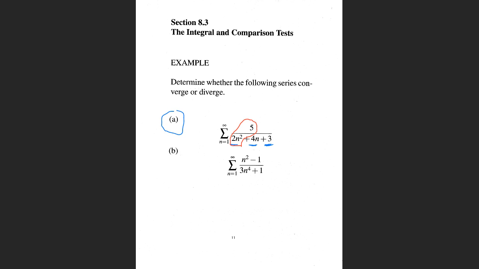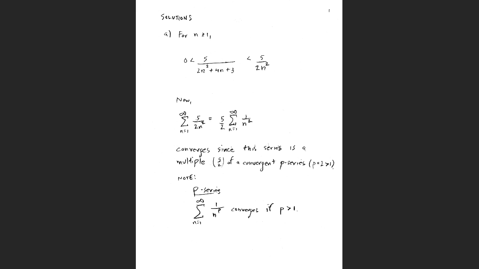We can intuitively think about that. So what I'm going to do is actually make a comparison here. Let's go ahead and look at the solution. For n greater than or equal to 1, the terms of our series, 5 over 2n squared plus 4n plus 3, are less than 5 over 2n squared.